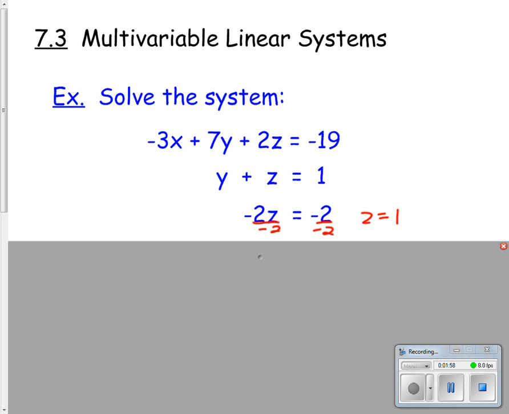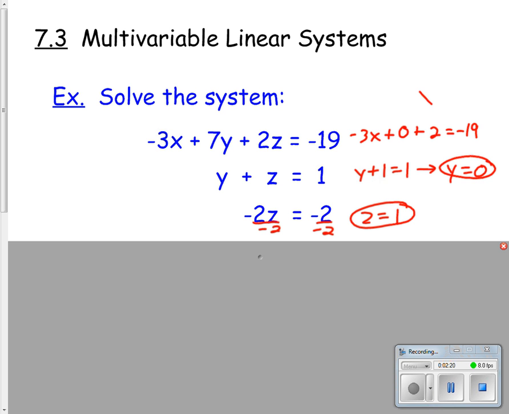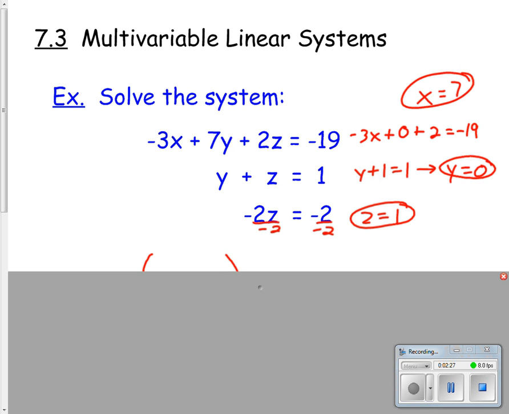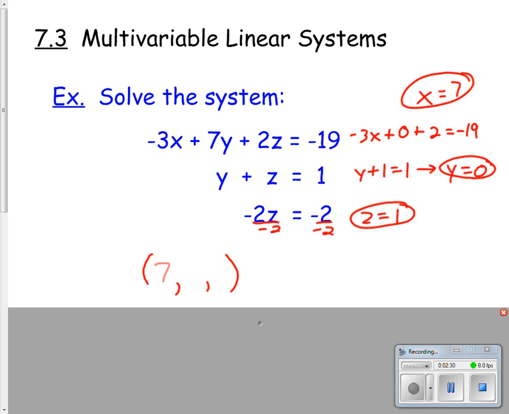Now going up into the middle equation, we can plug 1 in for z, and therefore determine that y must equal 0. And finally, after plugging in z equals 1 and y equals 0 to the first equation, we're able to solve for x. And we're going to get x is equal to 7. So the solution to this system of equations is the ordered triple 7, 0, 1.